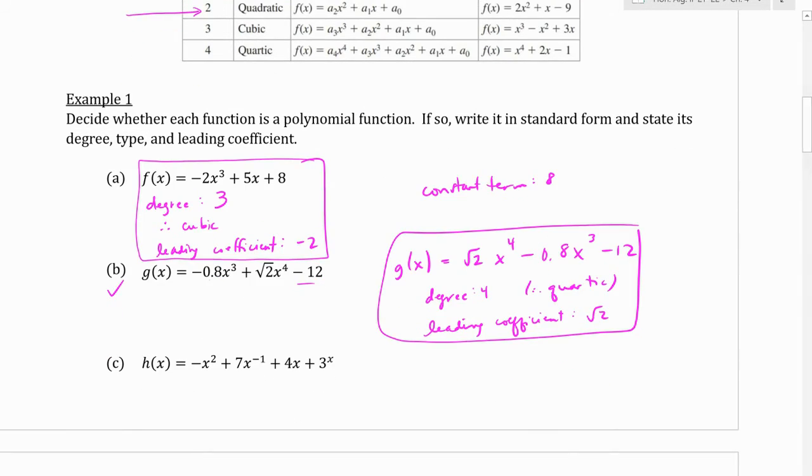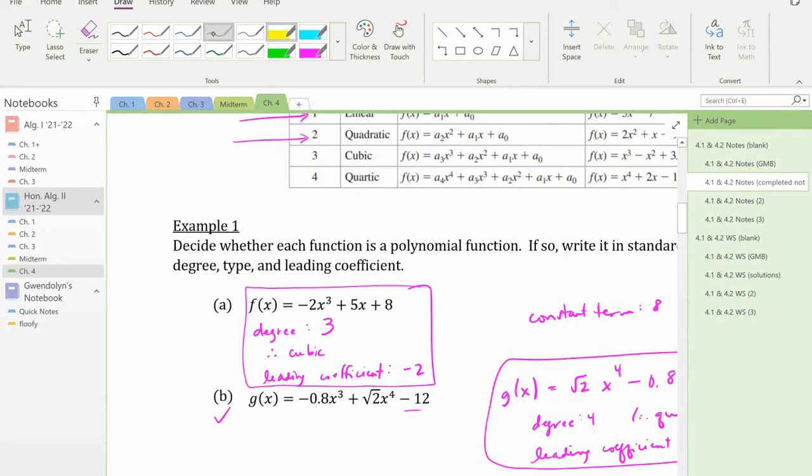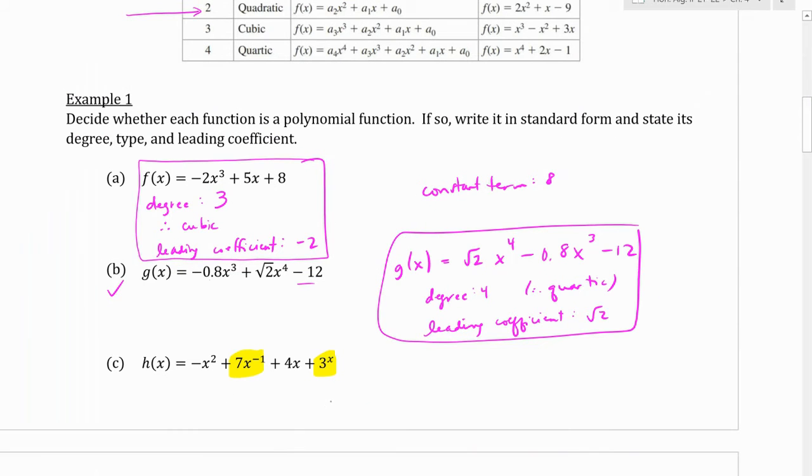All right, this next one is not a polynomial function. There's a couple reasons why. Right there, you've got an exponent that's not a whole number. And right there, you've got an exponent that's a variable. That doesn't happen in a polynomial function. So, not a polynomial function.